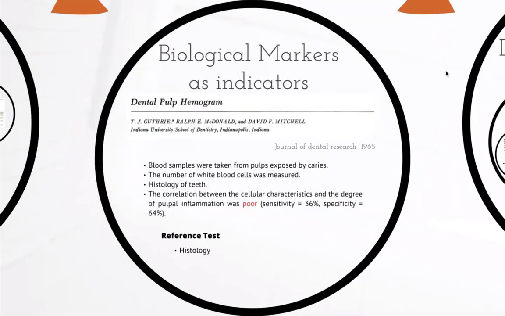The second part is biological markers as indicators. In this paper, they wanted to see if they can collect blood samples from the pulp and correlate the level of white blood cells to the degree of inflammation. And there is a poor correlation. Unfortunately, sensitivity was 36% and specificity was 64%.